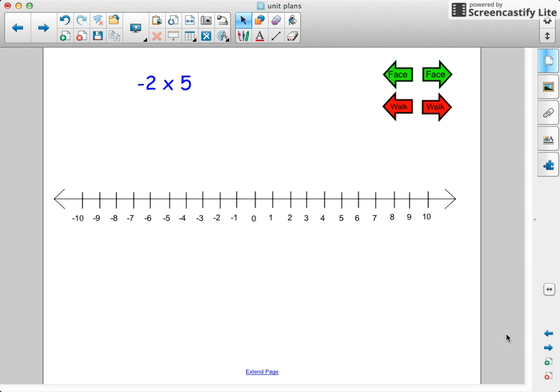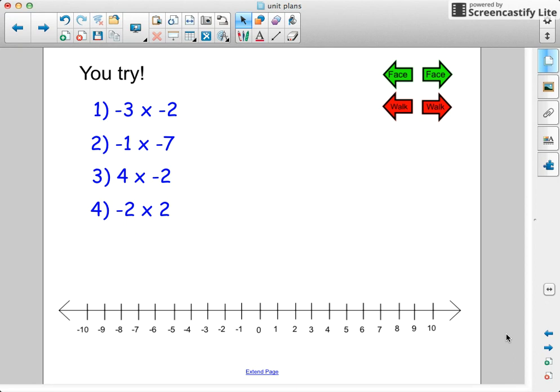All right, I want you to give these a try. Draw a number line and draw your steps in which way you're facing, and try to really understand what's going on with a number line when you're multiplying. I will give you the solution in a minute, so pause the video.